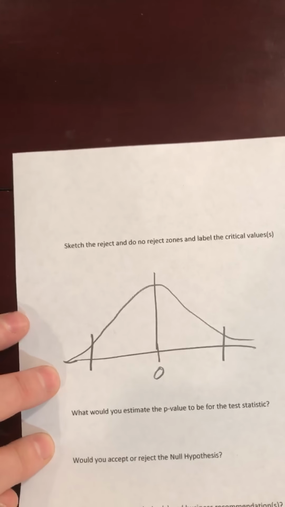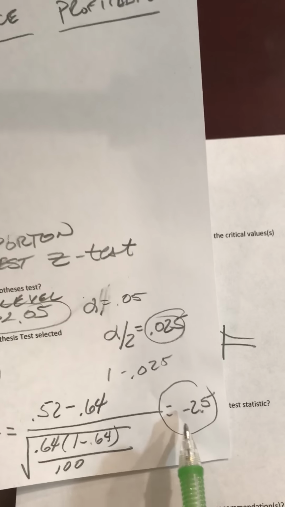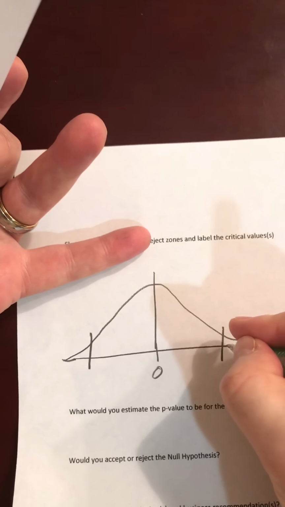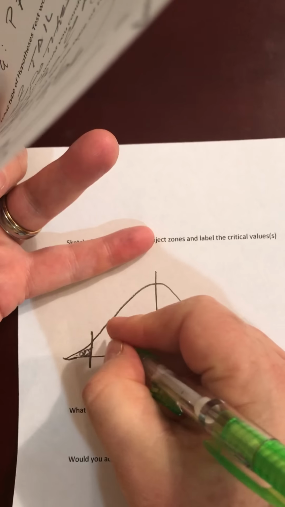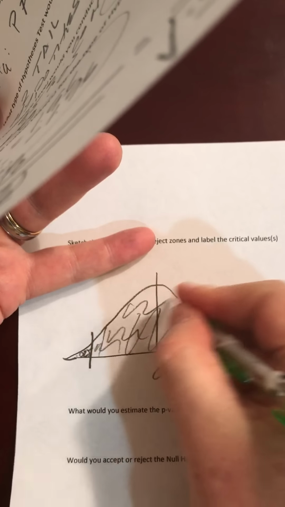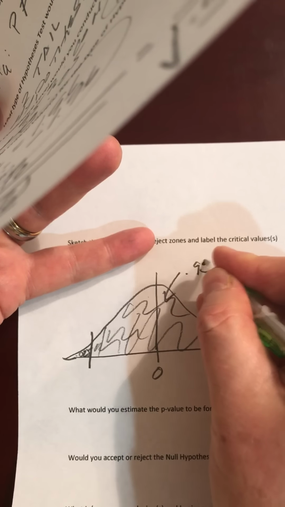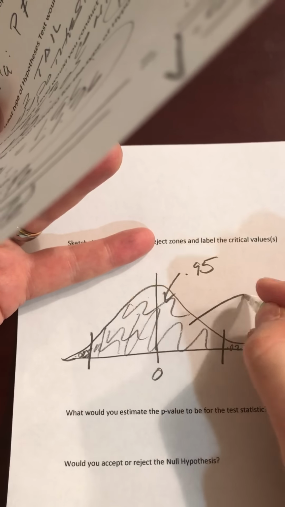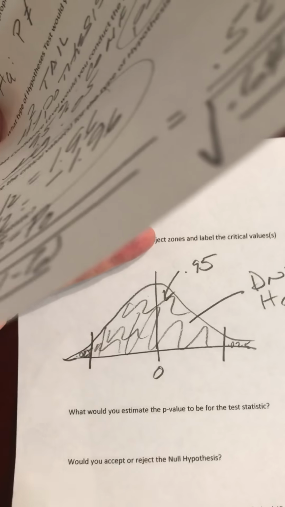Remember, we divided by 2 to get 0.025, so under this area of the curve is 0.025, and under this area of the curve is 0.025. And here, everything in here is 0.95. This is 0.95. And so that 0.95 creates your do not reject zone for H0.